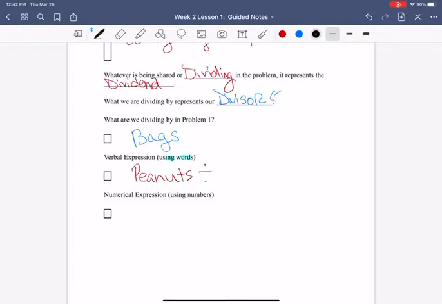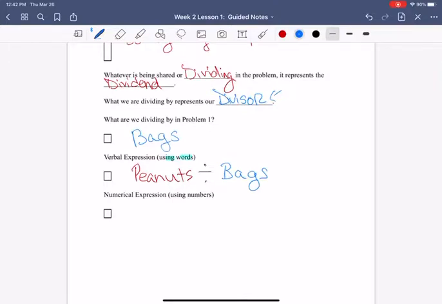And we said that we were dividing these peanuts into bags. So the peanuts are being divided by our divisor, which is the bags. Now that we've written our verbal expression, we can translate this into a numerical expression. And we can do that by going back to the initial word problem, and we can see what numbers we have associated for peanuts and for bags.